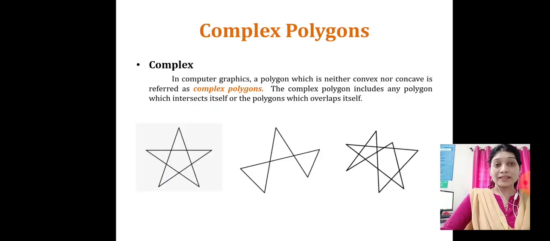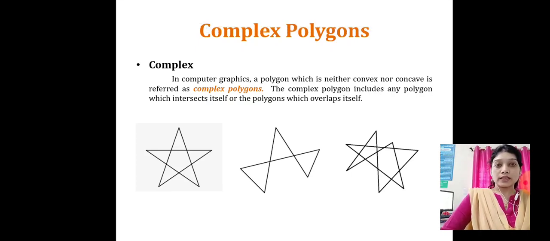What is the complex polygon? In computer graphics, the polygon which is neither convex nor concave is referred to as a complex polygon. It means that it includes any polygon which intersects itself or overlaps itself, meaning there will be intersection of one or two edges of that polygon. Such polygons are called complex polygons. So, these are the basic types of polygons we have to learn throughout this unit number 2.